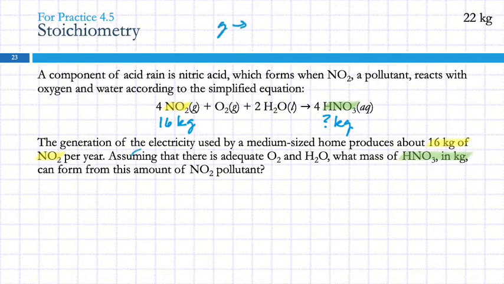So grams to moles to grams. But first it's kilograms to grams. And then at the end, it's grams back to kilograms. What we'll see is that those conversions at the beginning and the end cancel each other out, but let's pretend we don't know that for now.